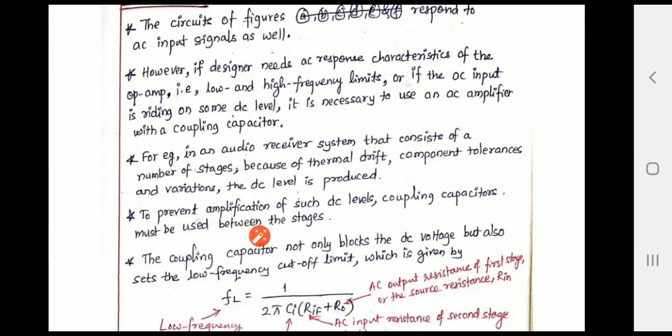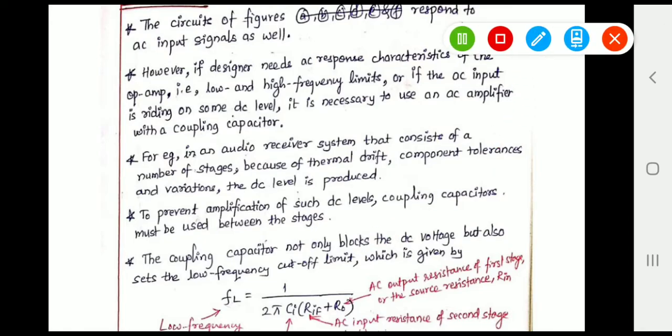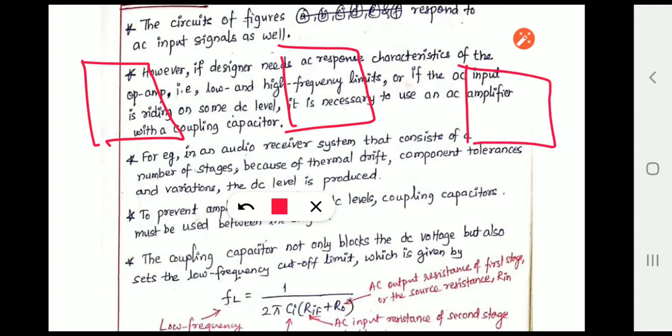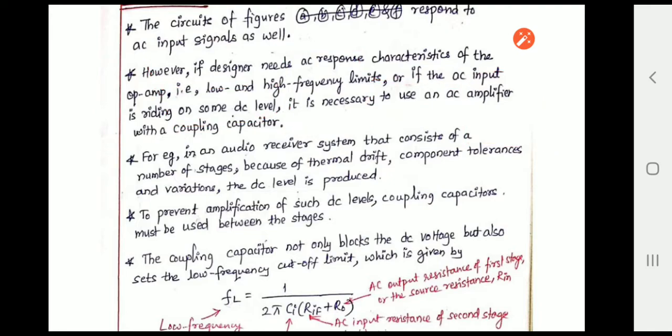To prevent amplification of DC levels, coupling capacitors must be used between the stages. Here n number of AC amplifiers are connected in cascade. Cascade is nothing but this, a number of stages of AC amplifiers connected like this. We call them cascade. Like this, at every input stage we can connect the coupling capacitor to perform AC amplification.